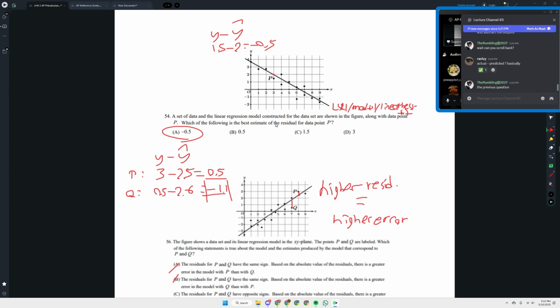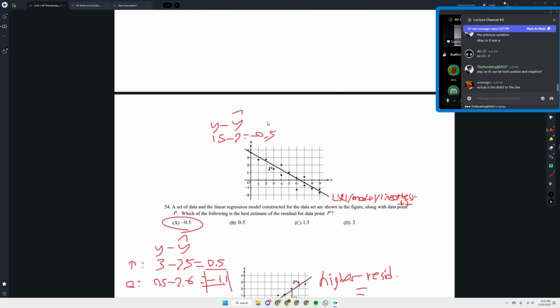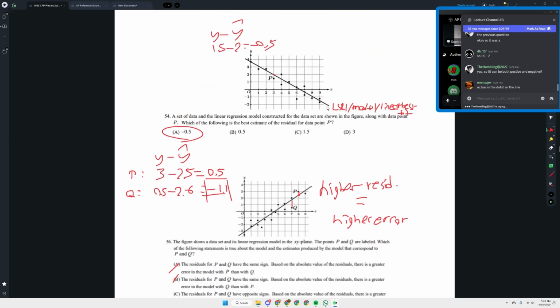So, any questions on these two? Any final questions on these last two questions? Yeah, 1.5 minus 2, so yeah, it can be negative. Residuals can be positive or negative. That's why a residual plot has a line at 0 and then goes up and down. The actual is the dots, and the line is your predicted. If above the line, it's positive, and if it's below, it's negative. Yep.